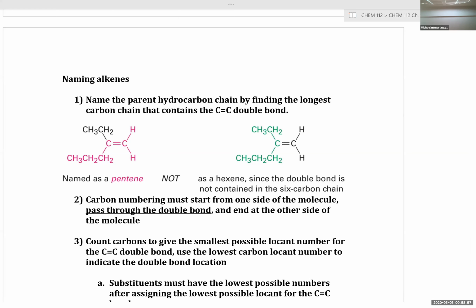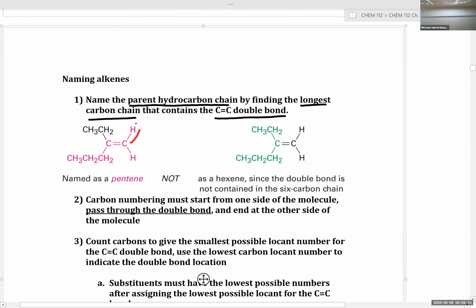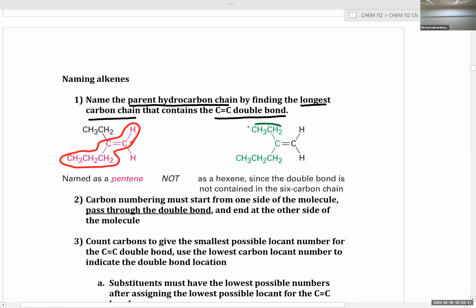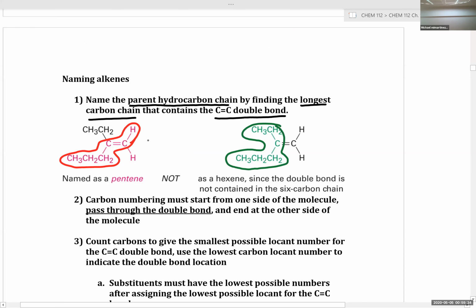So you name your parent hydrocarbon chain by finding the longest carbon chain that contains the carbon-carbon double bond. Okay, so as we notice in this example, the longest carbon chain that contains our carbon-carbon double bond would be the pentene chain, not the hexane chain. Does everyone notice how the chain in green does not include our double bond? Your longest chain needs to include your double bond. Does that make sense?